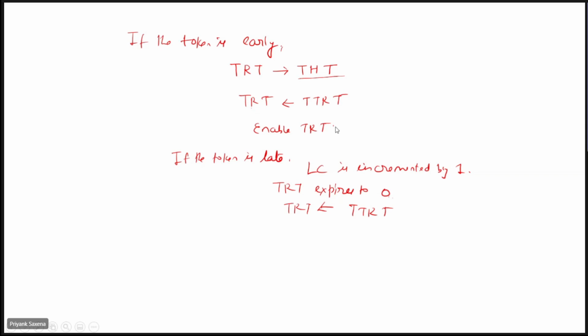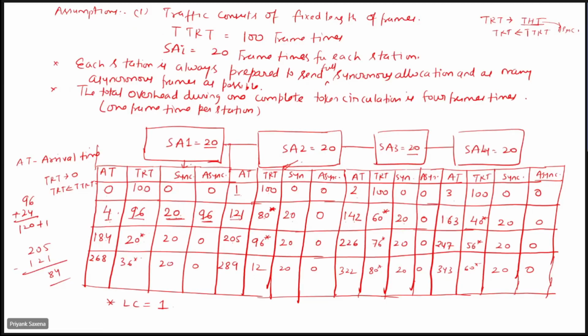What is TRT? Token rotation timer, it is every time decrementing. If the token is late, late counter is incremented by 1. If the TRT expires to 0, it is reset to the TTRT value. Maybe you may not have followed, it went very fast. Let us see with the example. Wherever you have doubt, please ask me, I will tell you. Maybe the theoretical part you have not followed, but this you can easily follow.